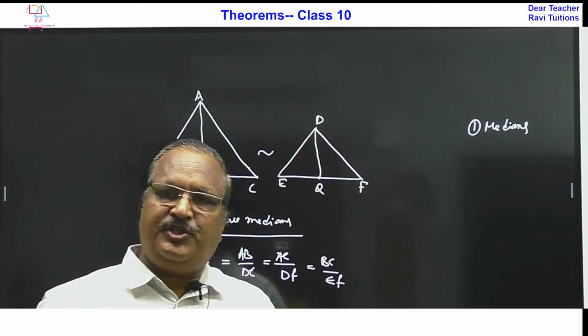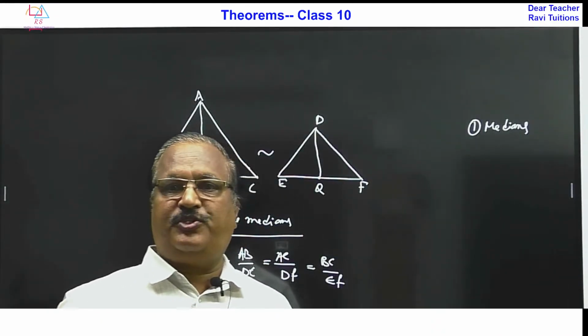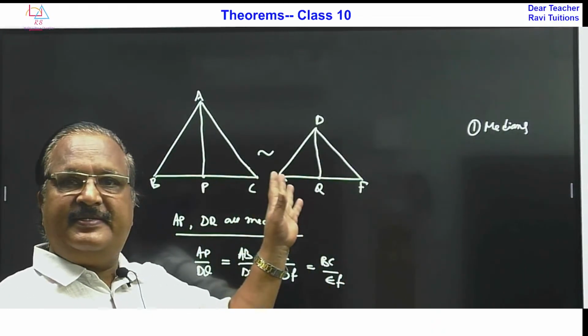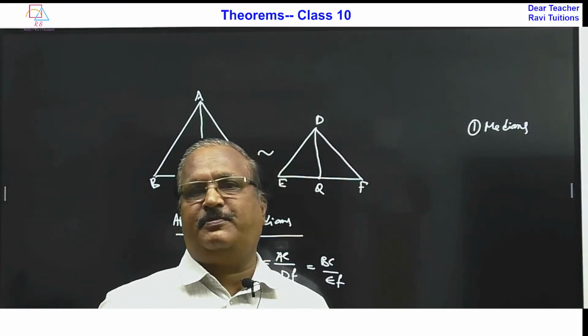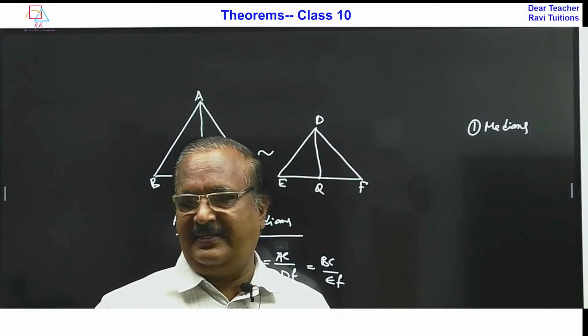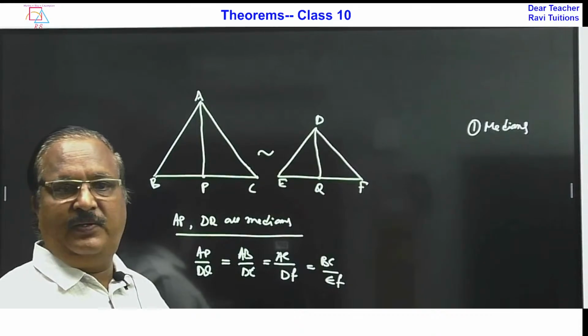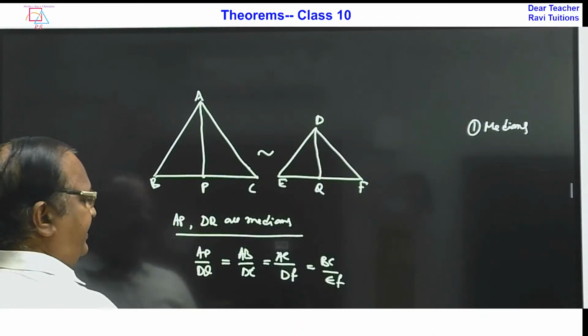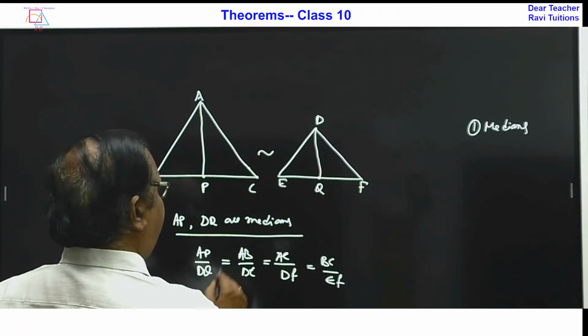Sometimes the same question may come as a 2 marks question or a 4 marks question: prove that the ratio of the medians of similar triangles is the same as the ratio of the corresponding sides of the two similar triangles. So this is one thing I wanted to tell you. One more thing, as median comes, then I will rub this.